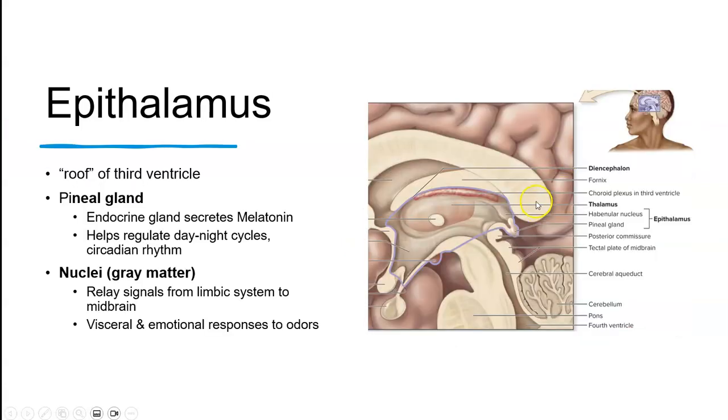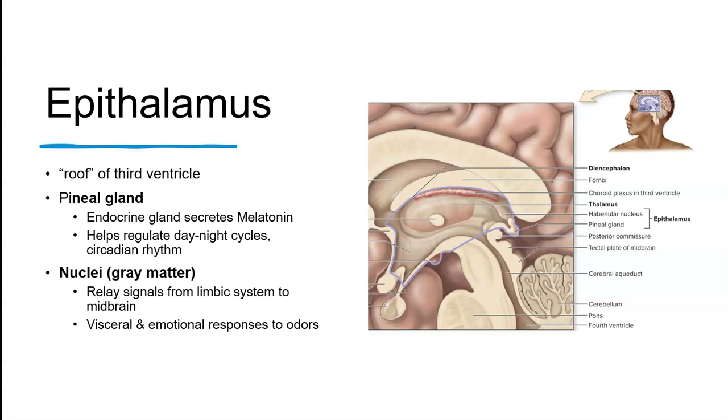So before we talk about the epithalamus, let's look at these areas. So this little oval-shaped structure right here is the thalamus. Hypo means below, so this area is the hypothalamus, and then this area right here is the epithalamus. So we'll begin with the epithalamus, which is sort of the roof of the 3rd ventricle.